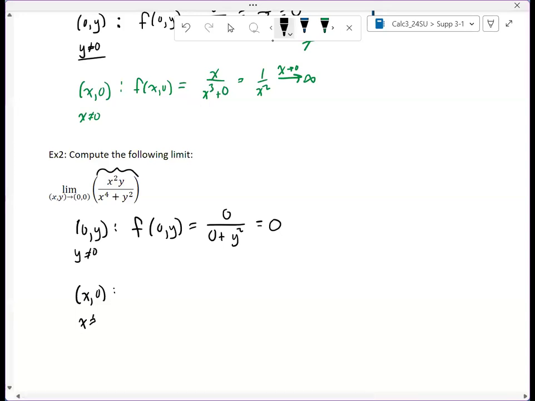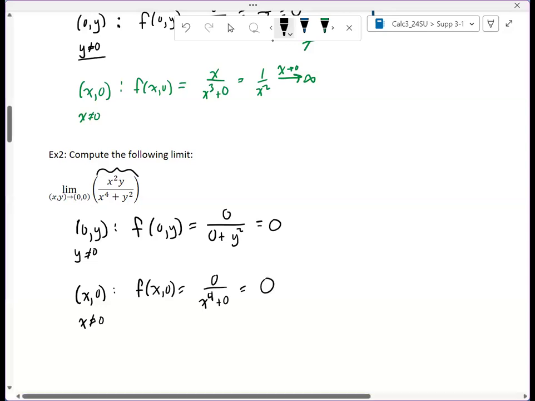What happens as I approach along the x-axis? f of x comma 0 gives me 0 in the numerator again, but now I get x to the fourth plus 0. This also is 0. Again, it's not a 0 over 0 because x is not 0. It's just a 0. I approach along the x-axis, I approach along the y-axis. In both cases, I get 0 as the output. Does that mean necessarily that my limit is 0?